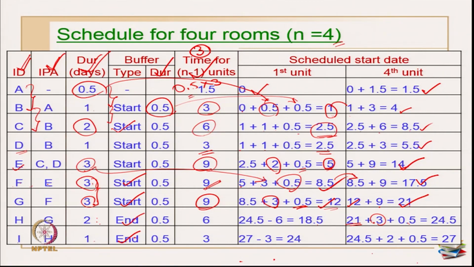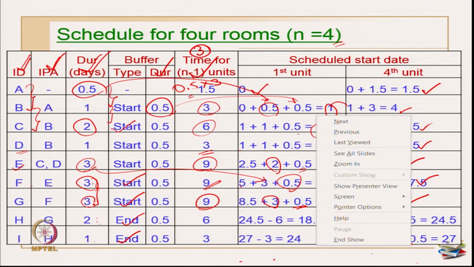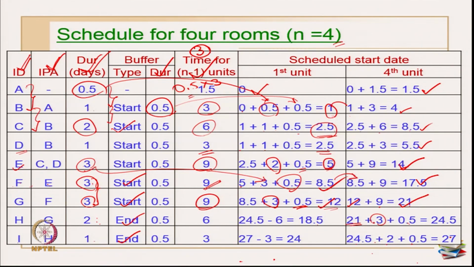When I am introducing an n buffer, I have to come from the last. This is 24.5 plus duration of H is 2, buffer between H and I is 0.5. So this becomes 27. So what about the scheduled start date of first unit of ith activity? So this will be 27 minus 3, which is 24. Okay. Now what is the project duration I am having? Project total duration, that is 27.